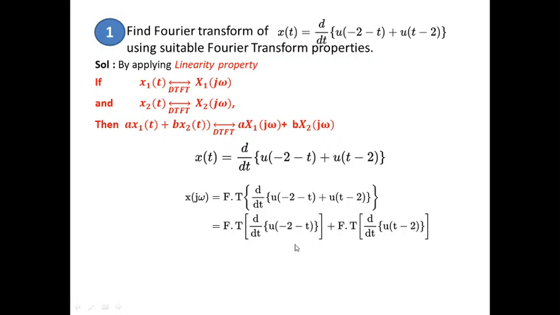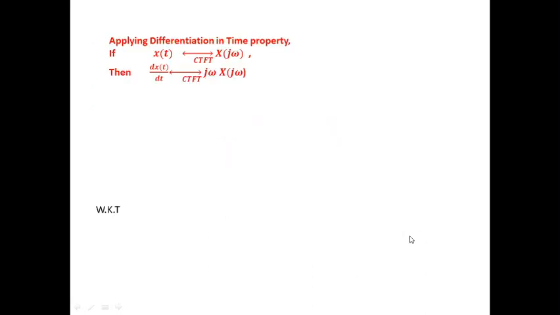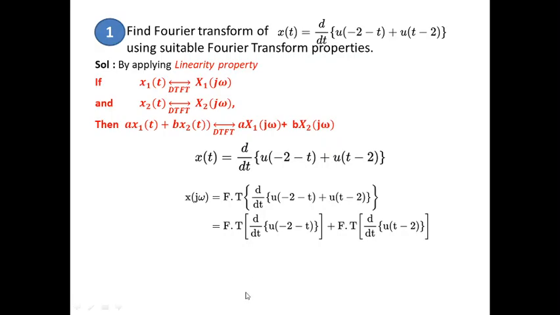Is it clear? So now how can we solve the next step? Next we need to find out the Fourier transform of this signal, right? But this signal is not simple. It's not just u of t. It has u of minus 2 minus t, and here again it has u of t minus 2. So how will we solve? We have to start with d by dt, right? So definitely you will have the differentiation in time property.